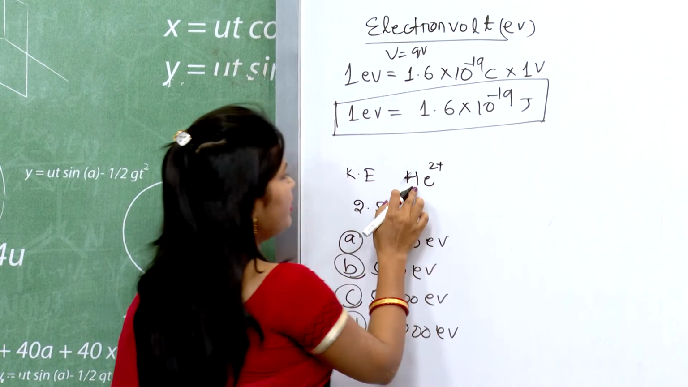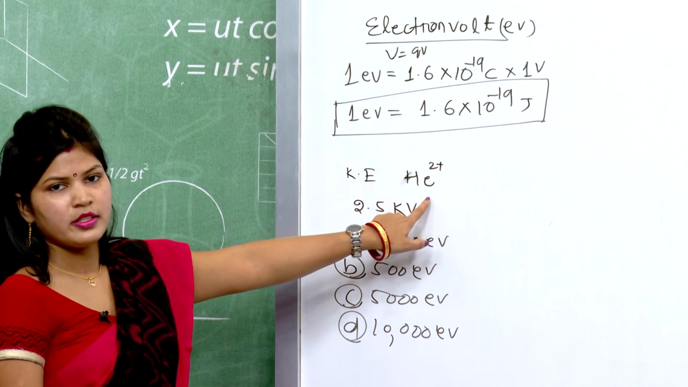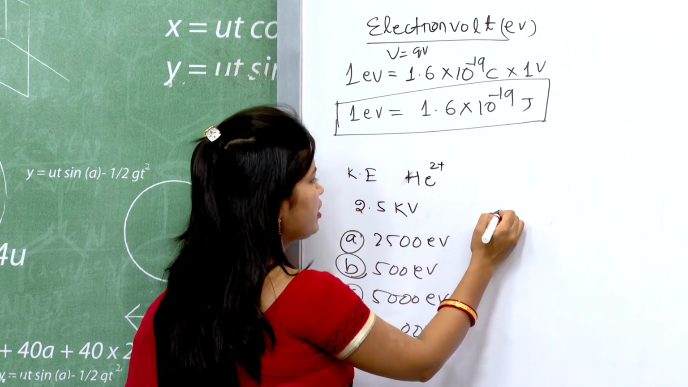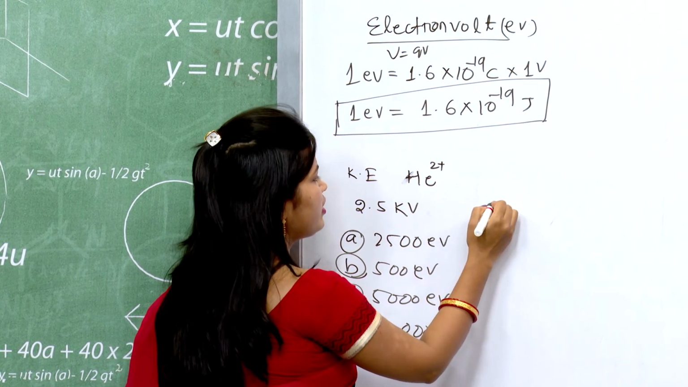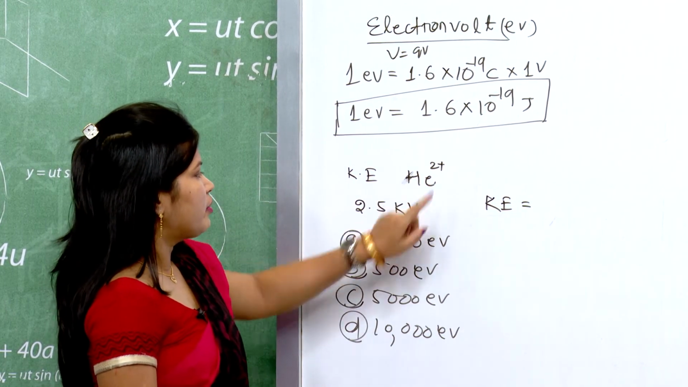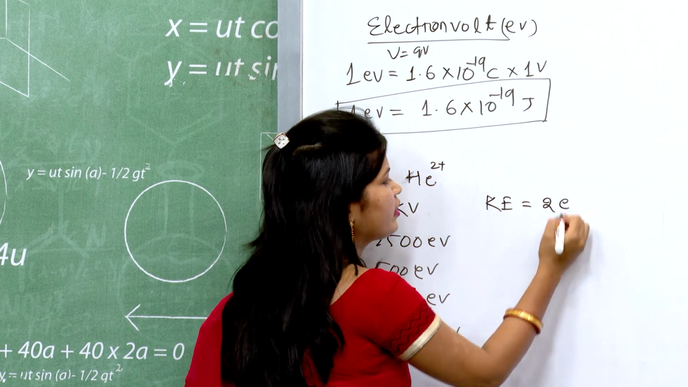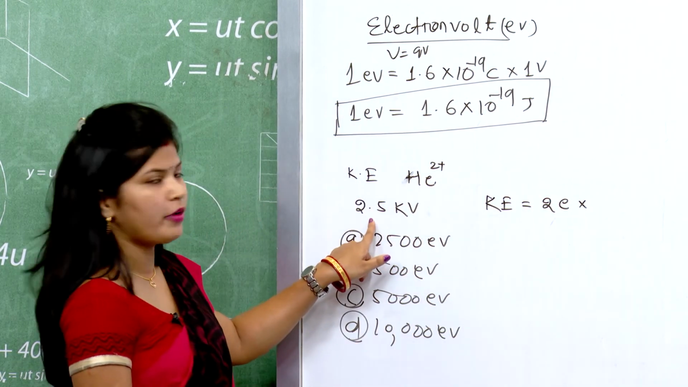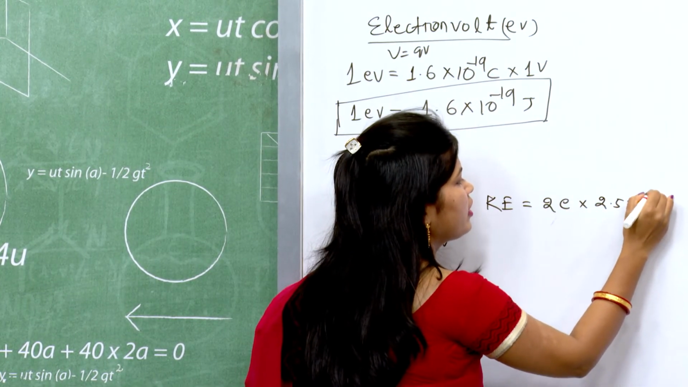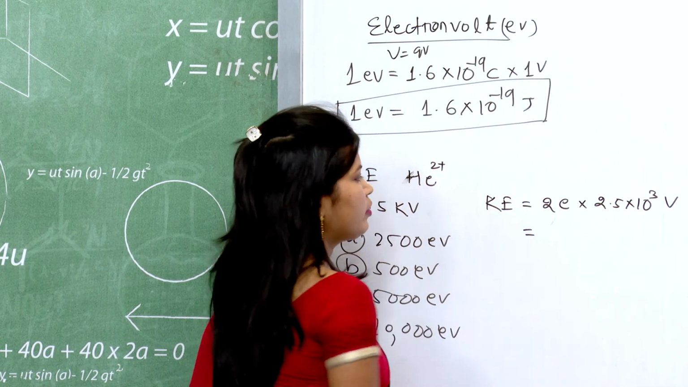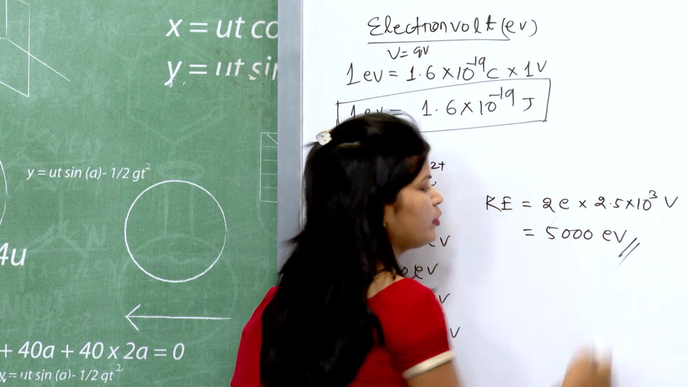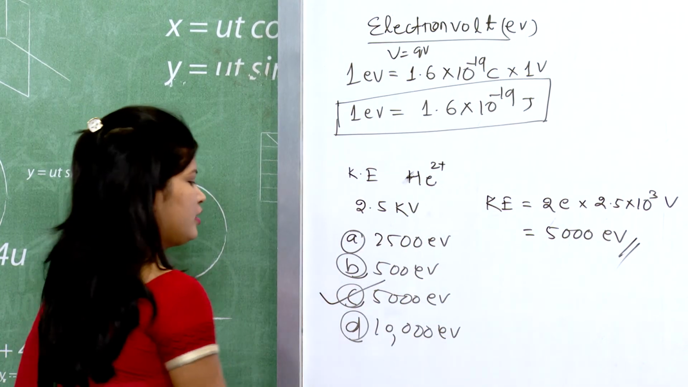See, when the helium plus 2 ion is released from rest, then potential energy is converted to kinetic energy. So, I can put the same formula: kinetic energy is equal to the charge of helium ion, that is 2e, into potential, that is 2.5 kilovolt, that is 2.5 into 10 to the power 3 volt. So, that is equal to 5000 electron volt. Okay. So, option C is the right answer.